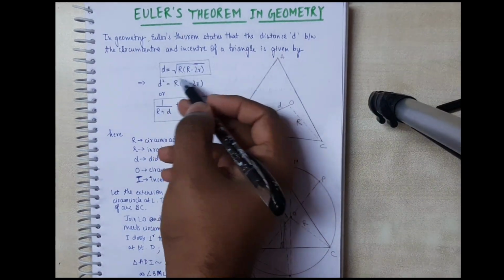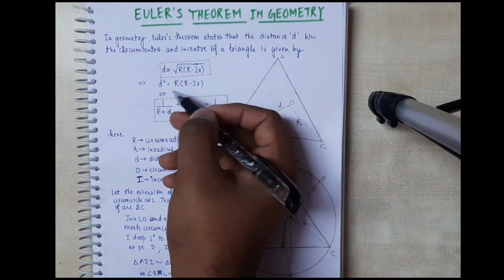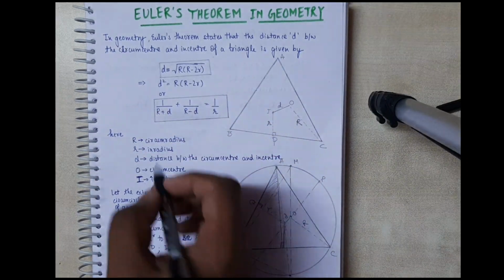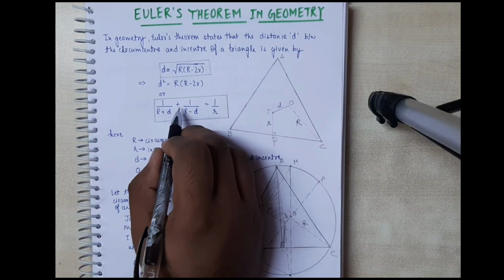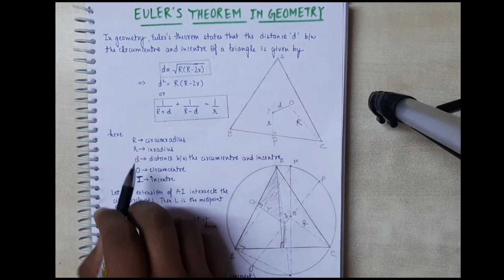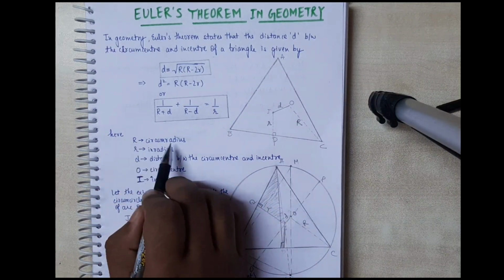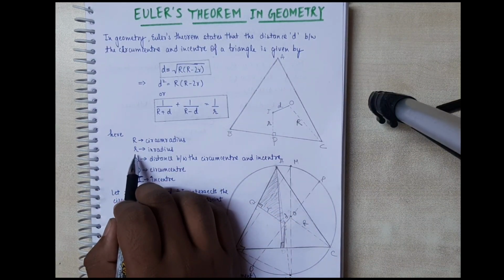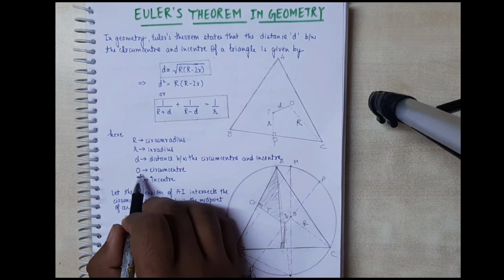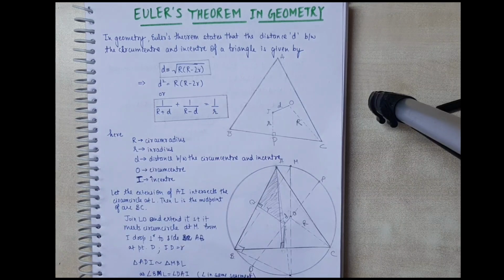If I square both sides, then I get this expression, or if I simplify it, then I get another important expression which is worth remembering: 1 by R plus d plus 1 by R minus d is equal to 1 by r. I've written the notations. Capital R denotes circumradius, small r denotes inradius, d is the distance between the circumcenter and the incenter, and O denotes circumcenter, I denotes incenter. So I've explained the situation and what Euler's theorem says.